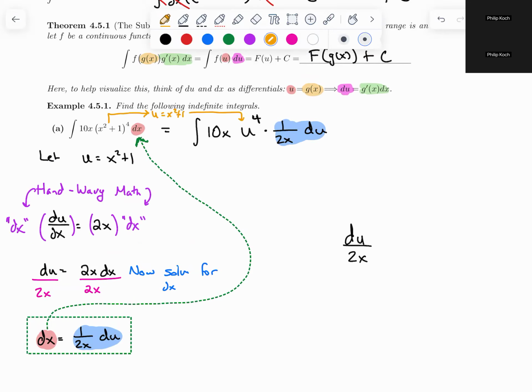All right. Now, big whoop, at least at first, but what you'll notice is that the 10x and the 2x cancel, and we're just left with a 5. So this is actually the integral of 5 u to the fourth du.